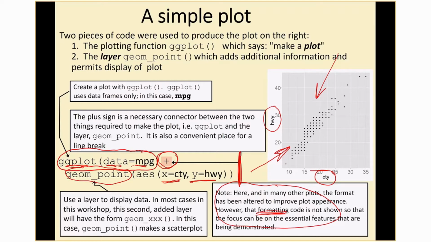In any event, there's an awful lot that's going on in this slide, but really the take-home message is that in order to make a plot, such as the one we see here, we need two things. We need the plotting function in the form of ggplot that says make a plot, and then added to it as a layer, we need a geom, and those two things are connected by a plus sign. I could have written all this code as a single line. I wrote it as two lines. The plus sign at the end tells R to continue reading on to the second line.